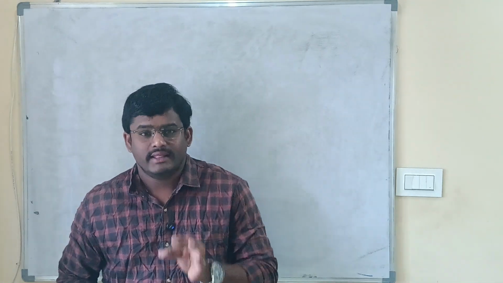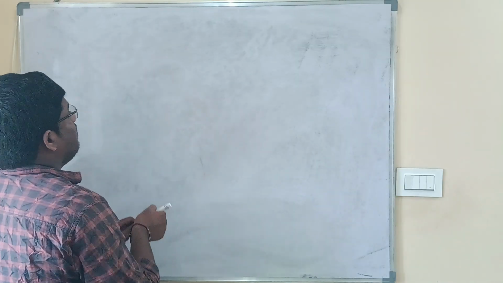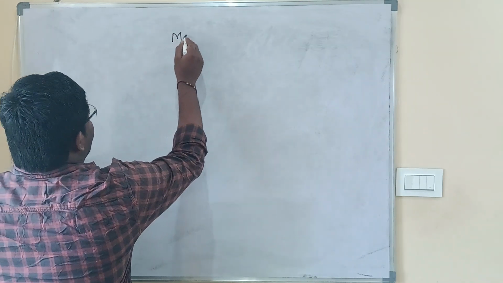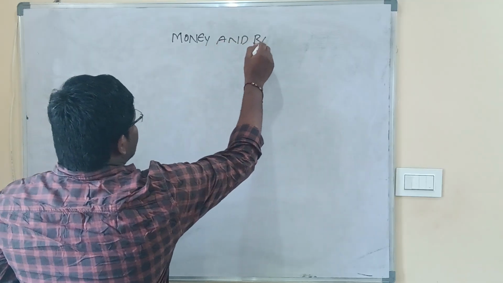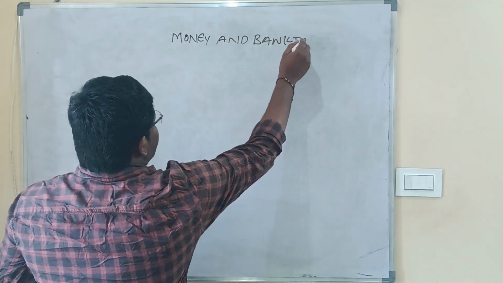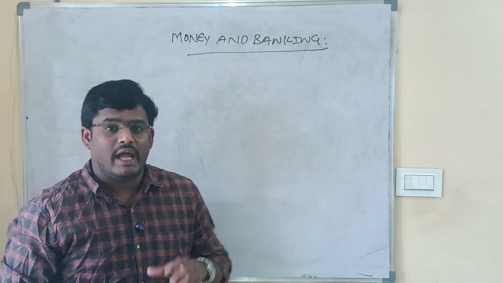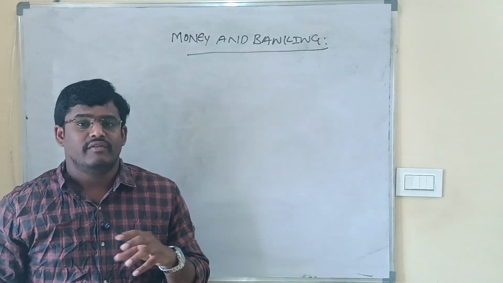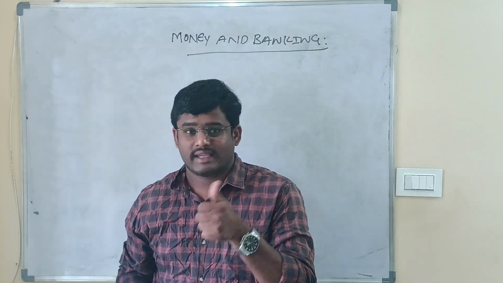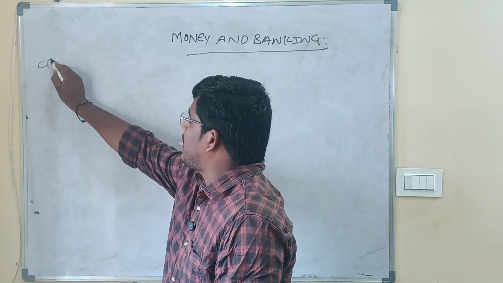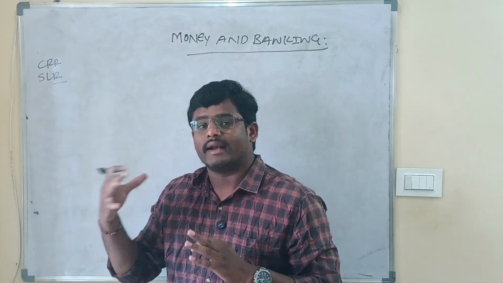Hello friends, in this video we are going to continue the chapter of money and banking. In the last videos we were discussing monetary policy and monetary policy instruments. We have discussed what is monetary policy. We have also discussed certain monetary policy instruments, like cash reserve ratio, which is CRR. We have discussed statutory liquidity ratio, how they are similar and how they are different.